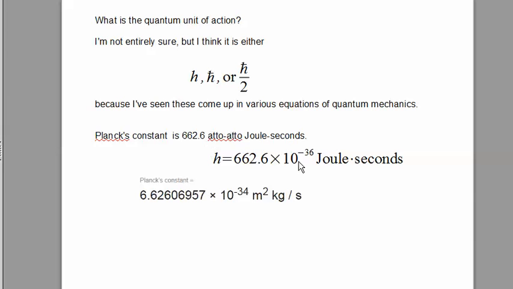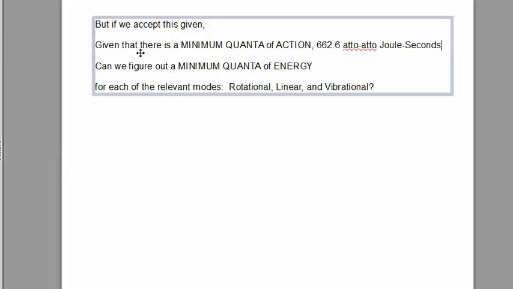So use it twice and it comes to 662 times 10 to the negative 18 plus negative 18. Usually it's actually written 6.626 times 10 to the negative 34th. But if we accept this, given that there is a minimum quanta of action, 662.6 atto joule seconds, can we figure out a minimum quanta of energy for each of the relevant modes: rotational, linear, and vibrational?